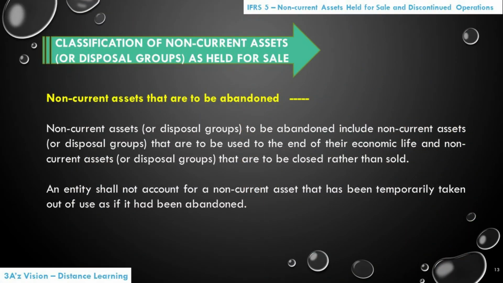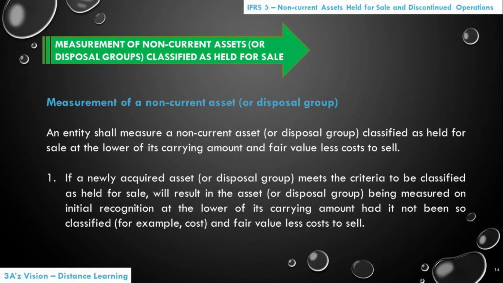Non-current assets, or disposal groups, to be abandoned include non-current assets, or disposal groups, that are to be used to the end of their economic life, and non-current assets, or disposal groups, that are to be closed rather than sold. An entity shall not account for a non-current asset that has been temporarily taken out of use as if it had been abandoned. The fourth element of this IFRS is measurement of non-current assets, or disposal groups, classified as held for sale. We will discuss its first main factor, measurement of a non-current asset, or disposal group.